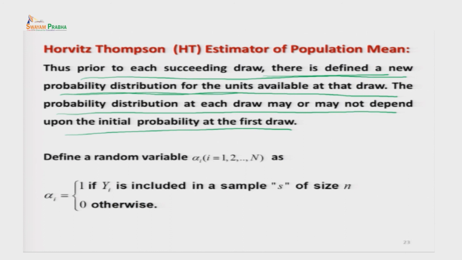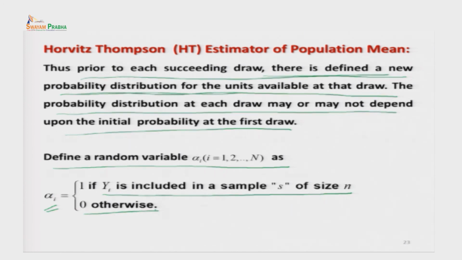So, for that what do we try to do? We try to define a random variable alpha I, and we associate an alpha I with each and every unit in the population. I goes from 1 to capital N, and we define that alpha I is going to take the value 1 if capital Y I is included in the sample small s of size n, and 0 otherwise.